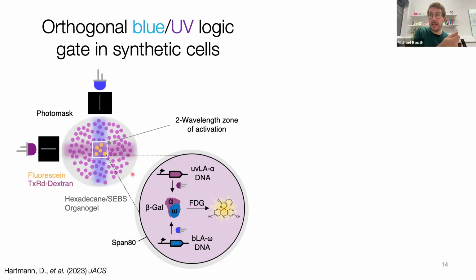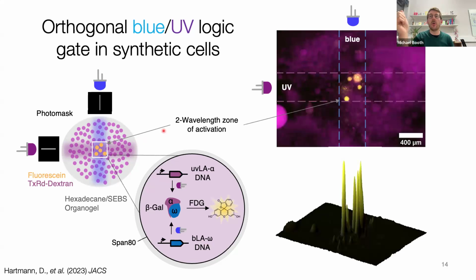And the really cool thing about that, which is something you can only do with light because of the orthogonal wavelengths, is you can do dual wavelength patterning, right? So this means that only where two wavelengths of light overlap can you get activation of the system, right? So this dual wavelength patterning gets really precise regulation.